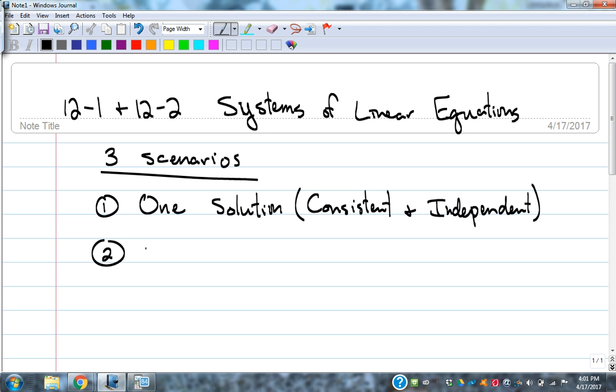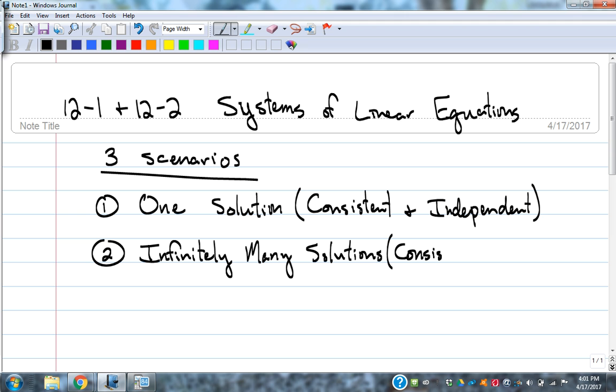You could have infinitely many solutions. That would be consistent and dependent. So consistent means it has answers. Independent means it only has one solution. Dependent means it has infinitely many solutions.